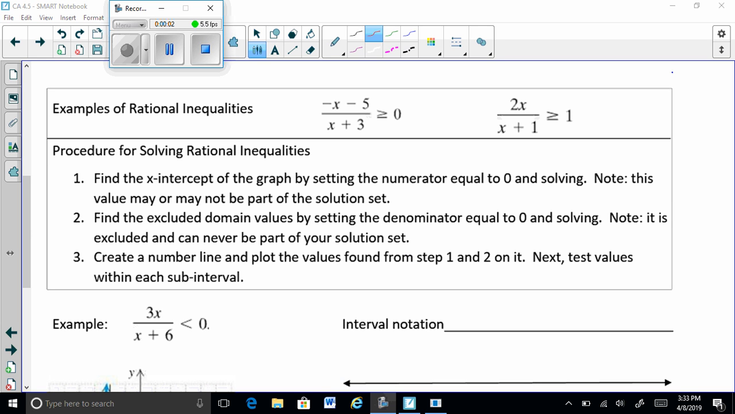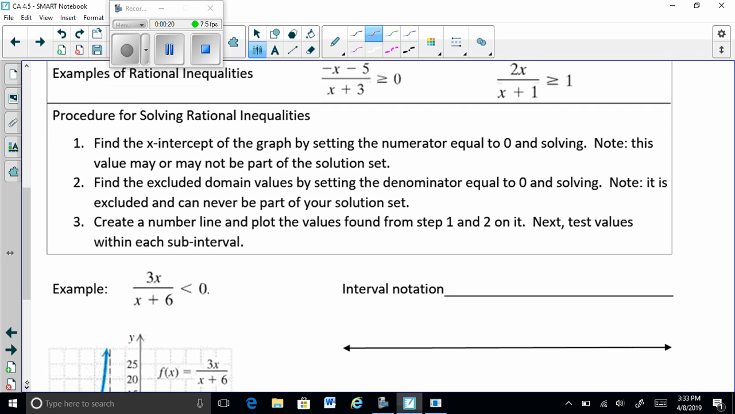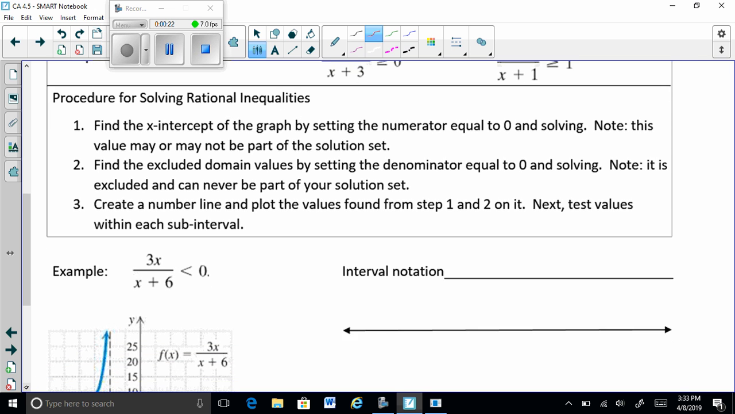All right, the last one we're going to look at is rational inequality. So once again, here are a couple examples of these. Very similar. We're just going to have to find some key points and then test within the intervals. So let me scroll down a little bit and we'll read these directions and look at this picture right here.